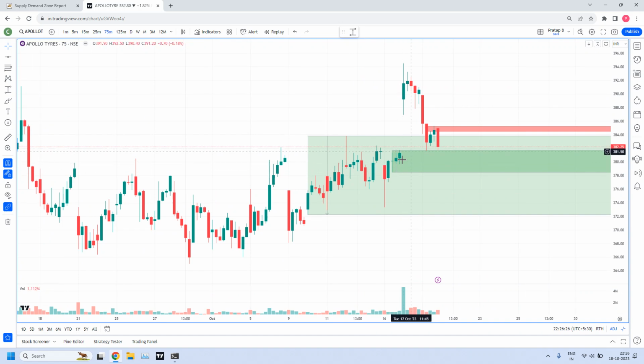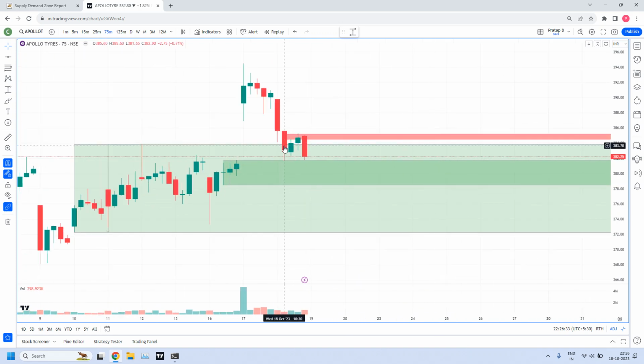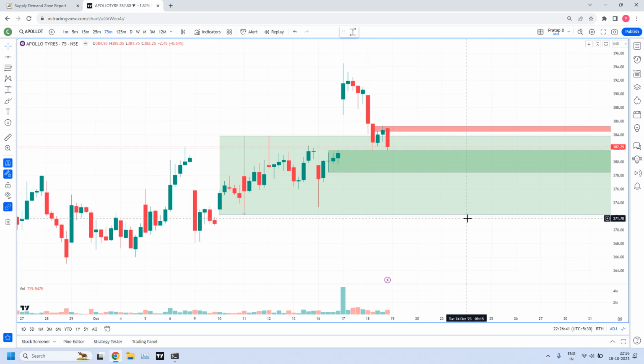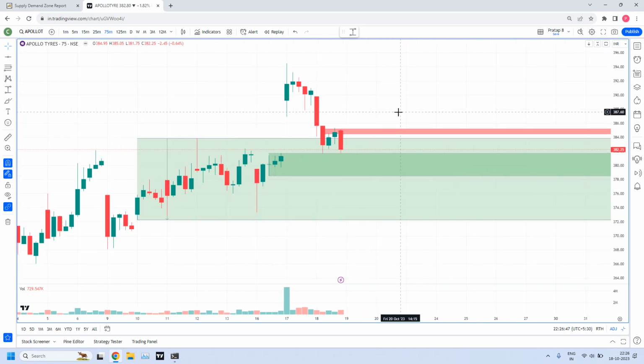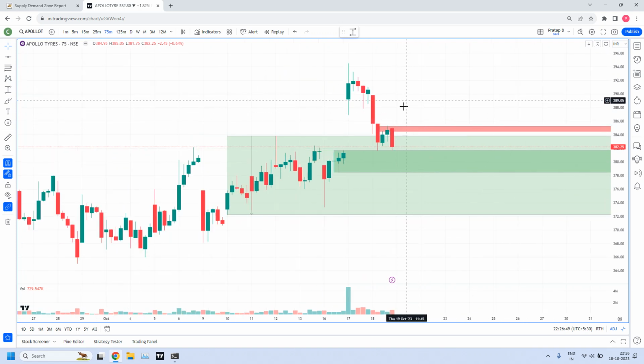So on 75 minutes, we have a rally, base rally. The moment price reached this zone, see how it pushed the price up. You know, today's market is a red market. It is a bearish market today. Even then, it has given a profit. But where is our 75 minute supply? Here we have a supply.